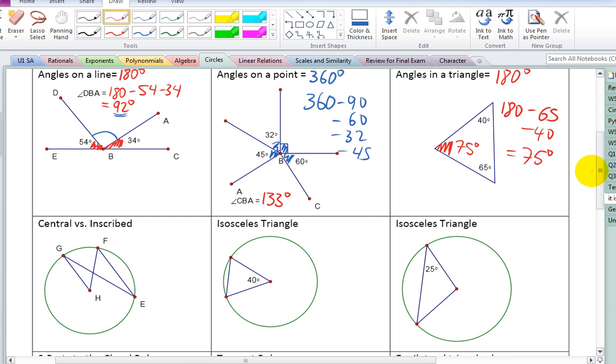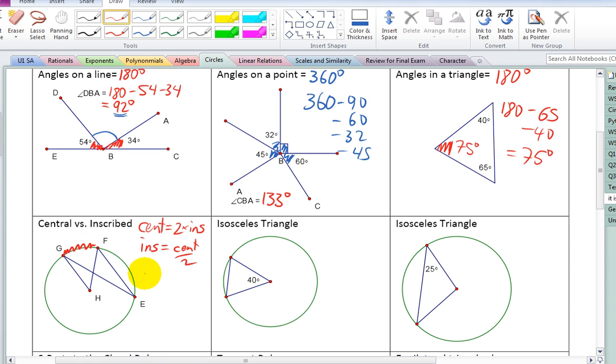So central to inscribed, if this is x, this is 2x. Okay. So the central equals 2 times the inscribed. And if you do that backwards, the inscribed equals central divided by 2. So they're both subtending arc GF.